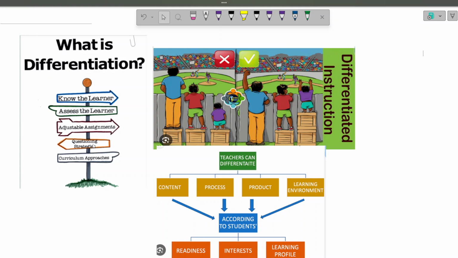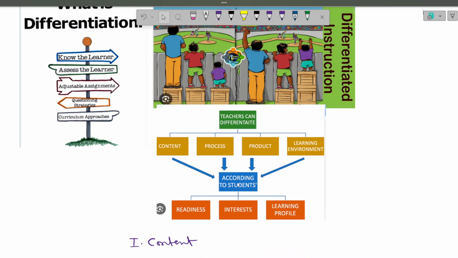their learning, questioning strategies and curriculum, how you are going to deliver your lecture or how you are going to teach, the approach, the pedagogy. So according to the student, these are the things. One is content, what content you are teaching, and how you are going to teach, what will be the result, and the learning environment.